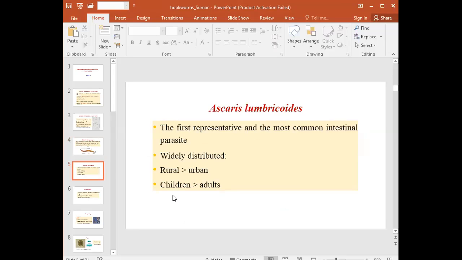Now I'm talking about Ascaris lumbricoides, taken as an example of roundworms. Ascaris lumbricoides is the first representative and the most common intestinal parasite of humans. This particular parasite is widely distributed across the world as well as in urban areas, among adults as well as children. Mostly the parasite is widely found in tropical as well as subtropical region countries.